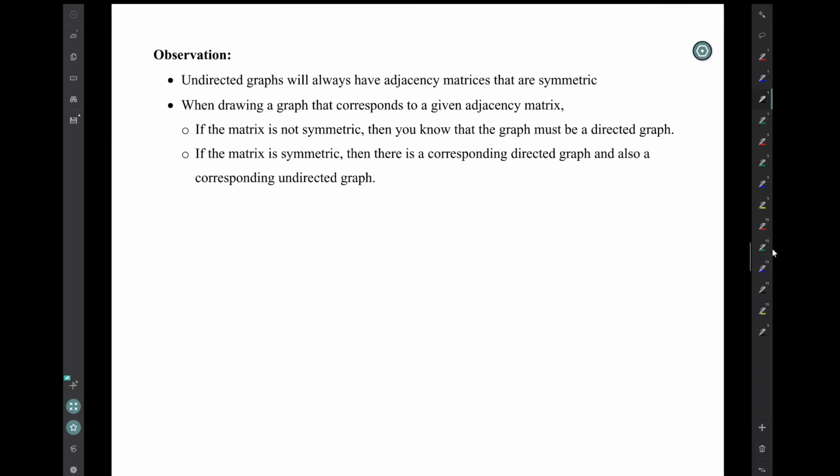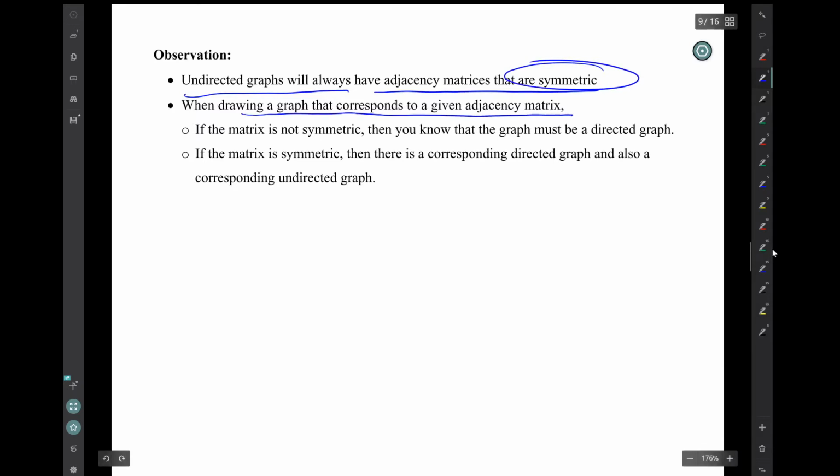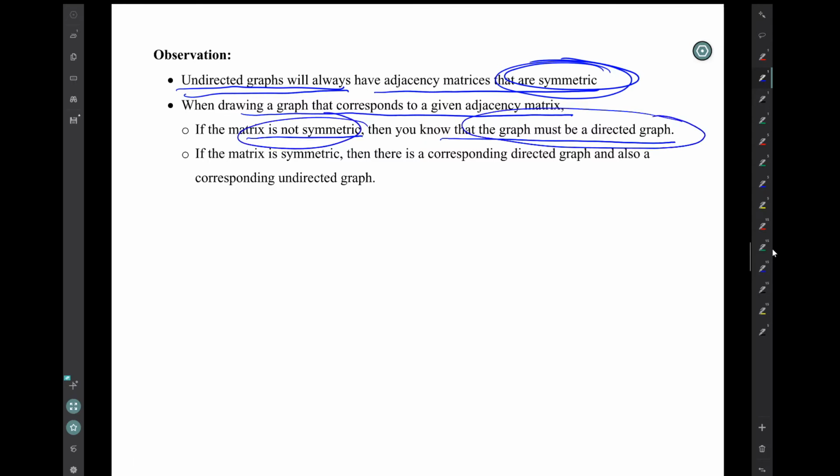A couple of observations. Notice that undirected graphs will always have adjacency matrices that are symmetric. Now, when drawing a graph that corresponds to a given adjacency matrix, if the matrix is not symmetric, then you know the graph has to be a directed graph. Now, why do we know that? Well, that's basically the contrapositive. If the graph is undirected, its matrix will be symmetric. So if the matrix is not symmetric, then the graph must not be an undirected graph, so it's going to have to be a directed graph.